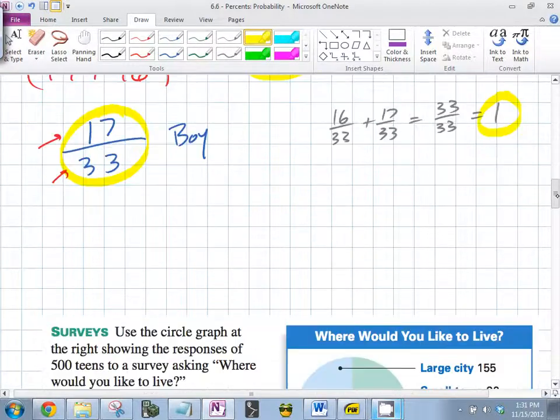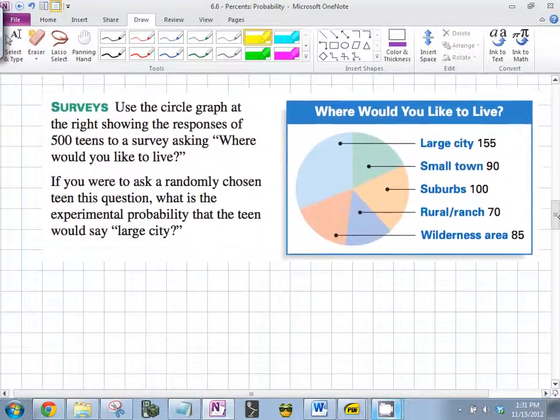So let's do a survey question. It says, use the circle graph at the right showing the responses of 500 teens to a survey asking, where would you like to live? If you were to ask a randomly chosen teen, so this means you have an equal chance of choosing any of the 500, what is the experimental probability that the teen would say large city?